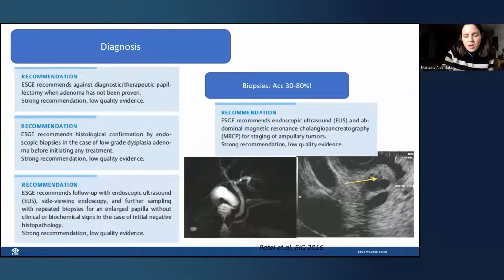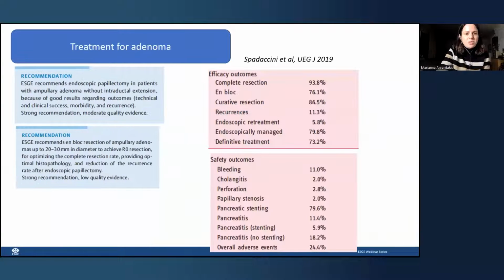Of course, you may have pancreas divisum and an ampullary lesion of the major papilla. You will not try to put in a pancreatic stent if you just have a very small ventral duct. So it's important to know that beforehand as well.